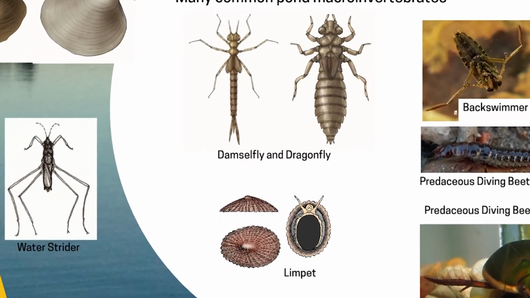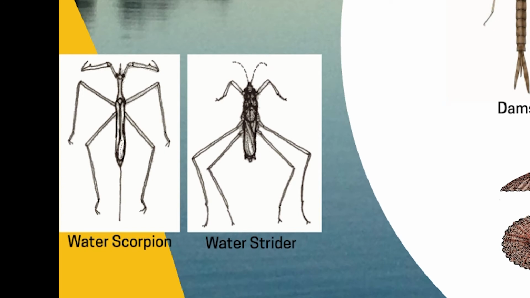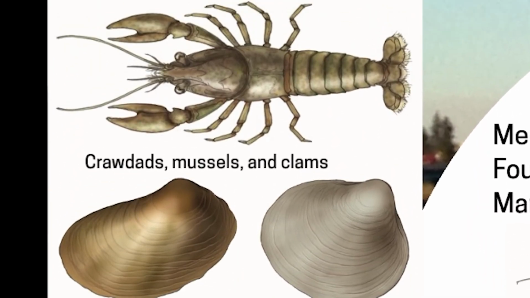Water striders, sometimes called water skimmers, and water scorpions also need slower water. Freshwater mussels have always been an important food source for the Coeur d'Alene and Nez Perce tribes.